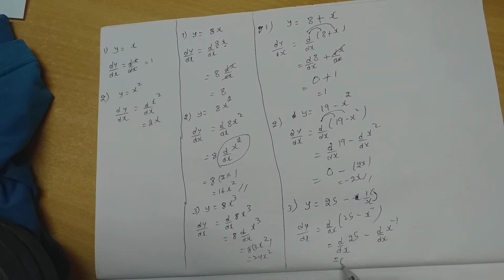On 25 it is 0. On x power minus 1 it is minus 1 into x power minus 1 minus 1. So it will become x power minus 2, so the answer is minus 1 into x power minus 2. Am I clear? These are the basics which you are supposed to know.